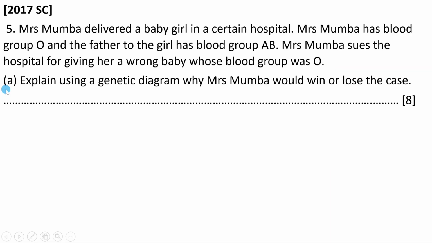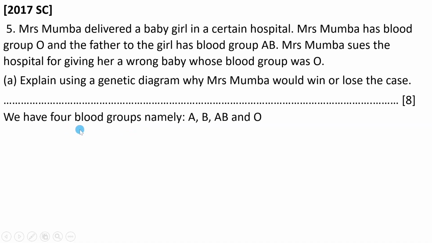So the question says, explain using a genetic diagram why Mrs. Mumba would win or lose the case. Okay, so in answering, we have to understand that Mrs. Mumba has blood group O, the father has blood group AB, and then the child or the girl has blood group O. So how come the mother has blood group O, the father has blood group AB, then the child has blood group O? So before we answer this question, we must understand the alleles that determine blood group.